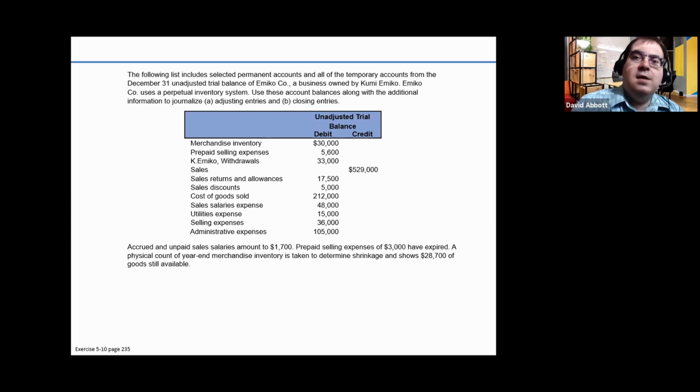Adjusting and closing entries for a merchandiser. The following list includes selected permanent accounts and all of the temporary accounts from the December 31st unadjusted trial balance of Emiko Company. That's a company that's owned by Kumi Emiko. Emiko Company uses a perpetual inventory system. As I said, that means that they keep track of their inventory as it comes in and as it goes out, usually through a point of sale or POS computer system. Use these account balances along with the additional information to journalize, first of all, A, the adjusting entries and then B, the closing entries.